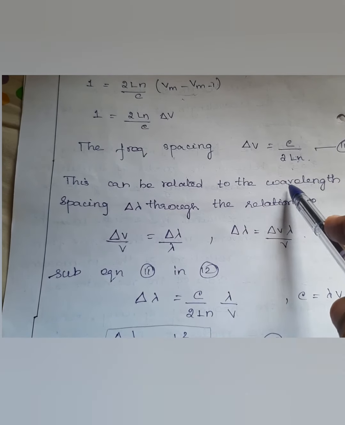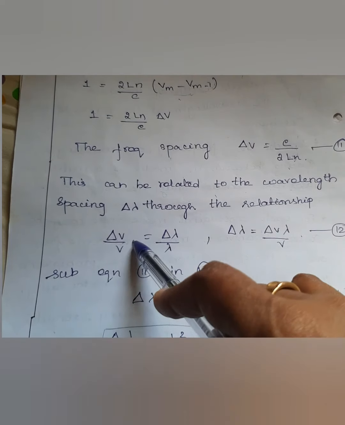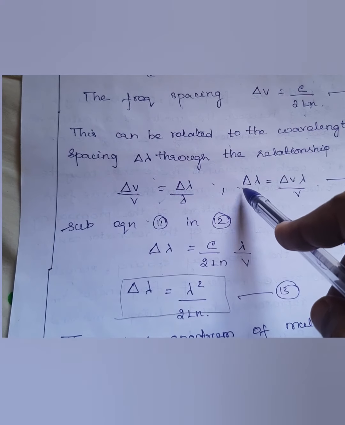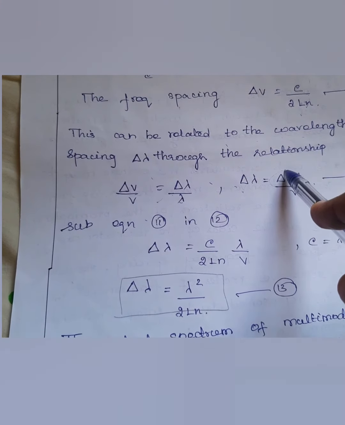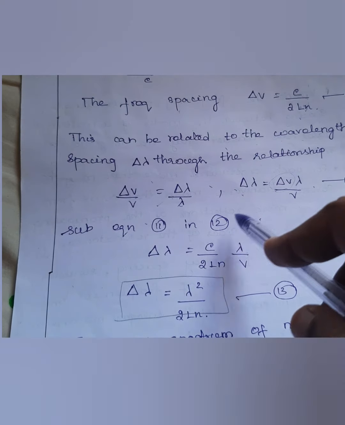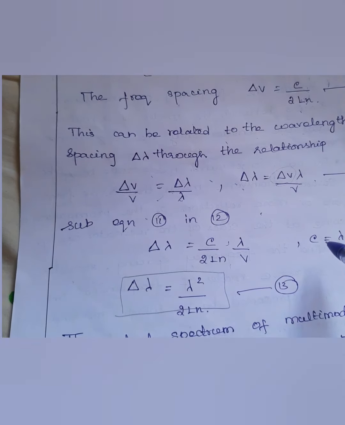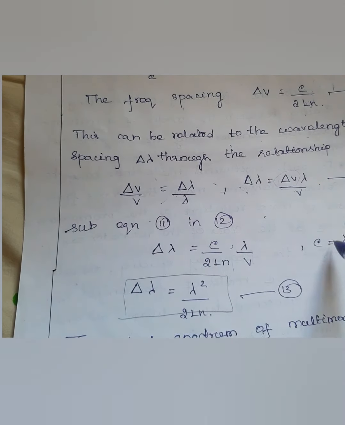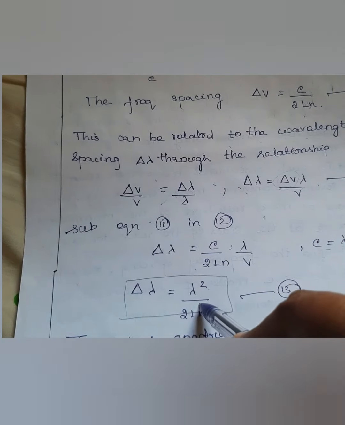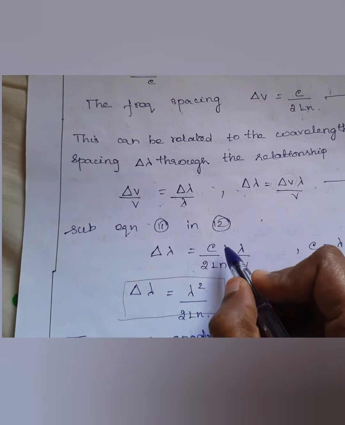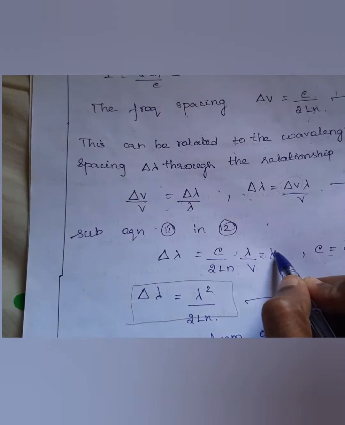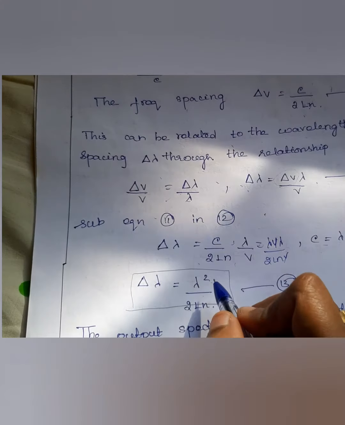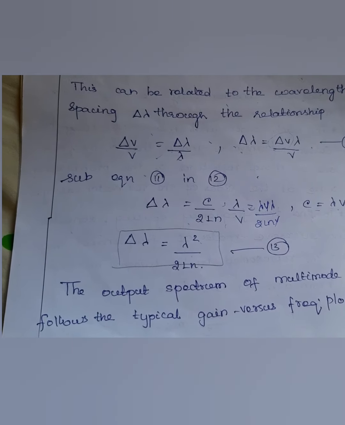So the frequency spacing can be related to the wavelength. It can be related using the formula delta v by v is equal to delta lambda by lambda. So from this you can find the value of delta lambda. Okay, so here in this place delta v, substitute this equation 11. So if you substitute it, you got this value, and lambda is c by v. Okay, so now in the place of c, substitute lambda times v. So lambda squared divided by 2Ln v, so v gets cancelled, and you got lambda squared by 2Ln.